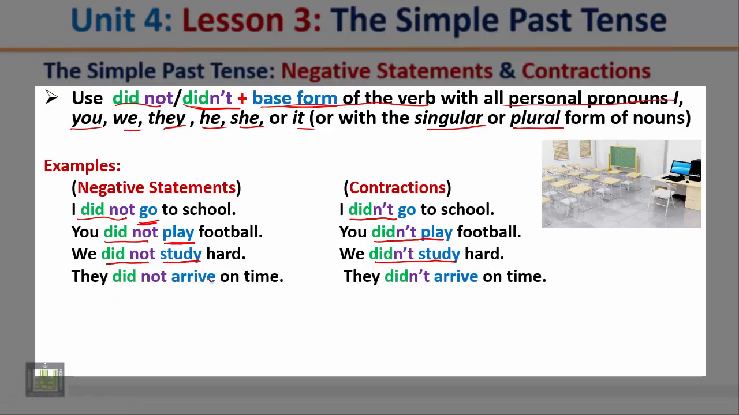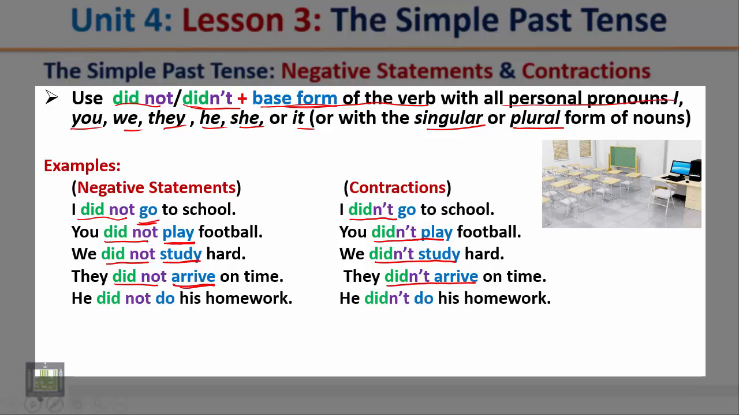They did not arrive on time. Again, after did not, we use the base form. The contracted form, didn't arrive. They didn't arrive on time. He did not do his homework. Again, after did not, we use the base form. The contracted form, didn't do. He didn't do his homework.